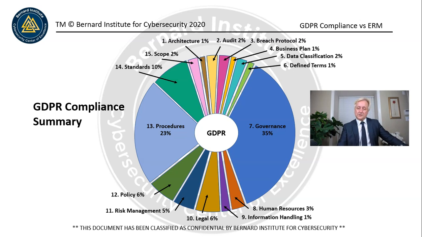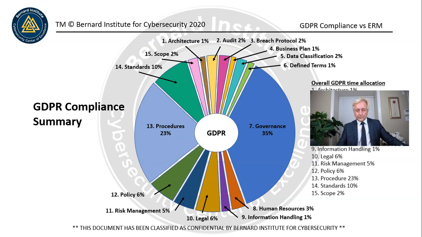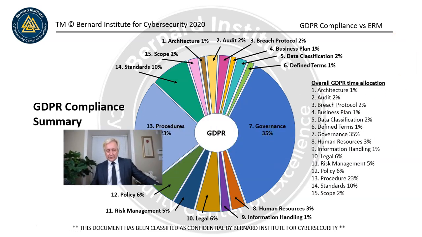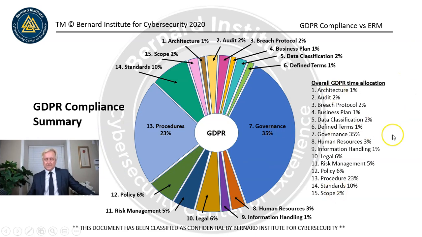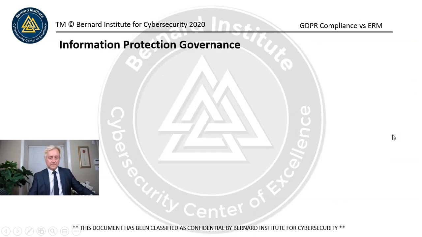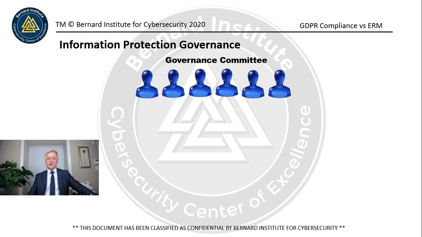And now I'm going to make some suggestions. And sorry, this is just a summarized list, 1 to 15. Okay, so information protection and governance. It starts with the governance committee.